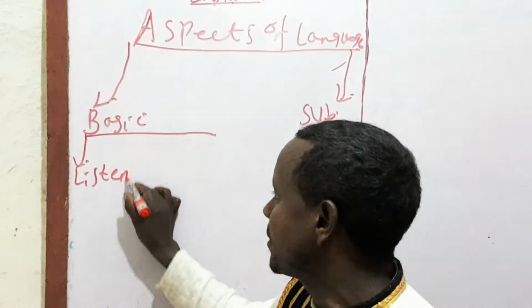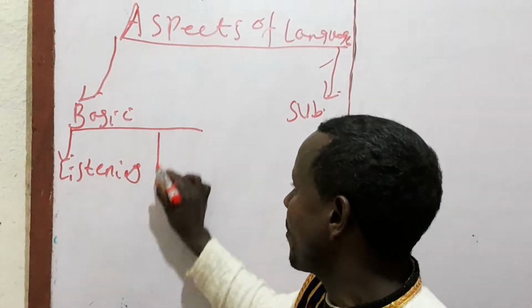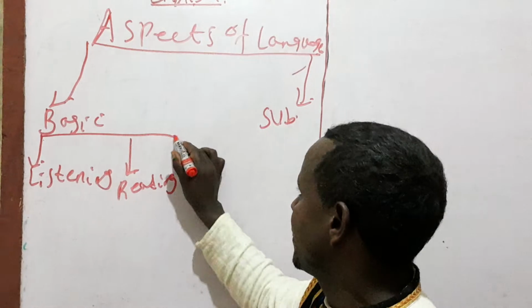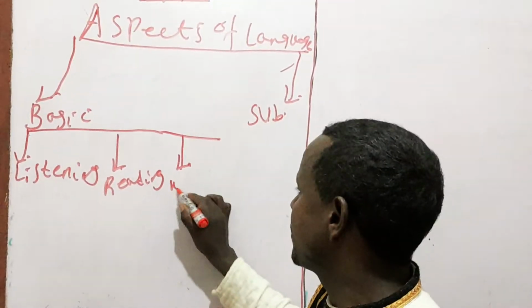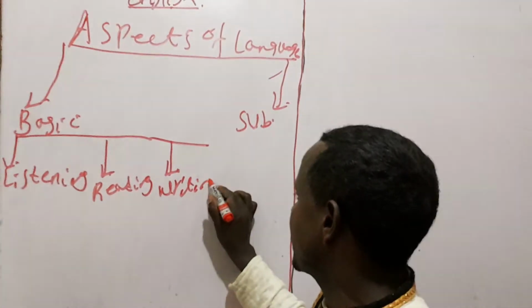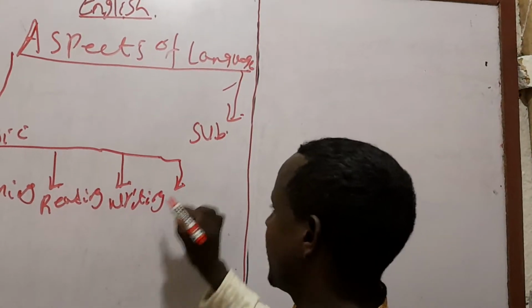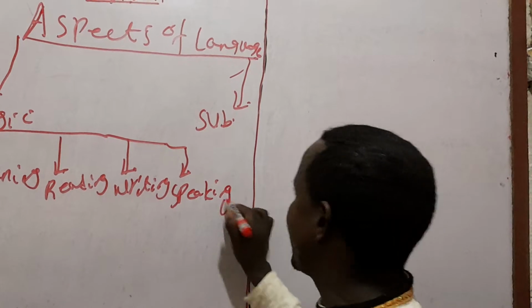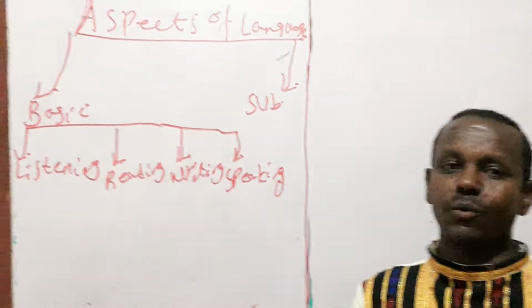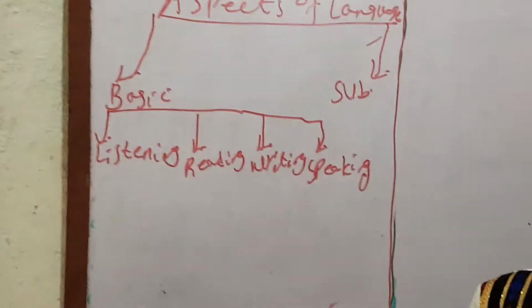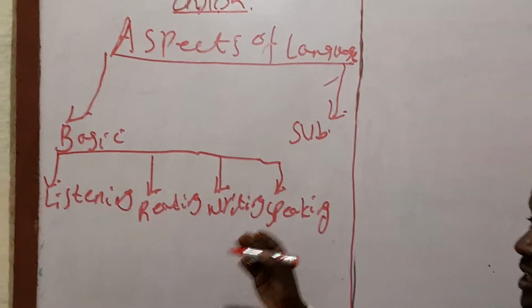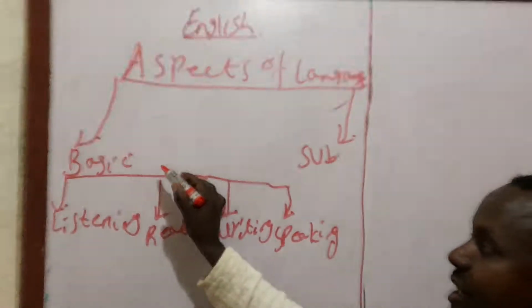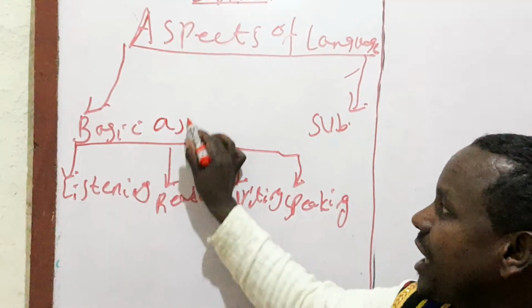Listening, reading, writing, and speaking. These are the basic aspects of language or the general skills of language. All right. So whenever we deal with the language aspect, we have to know about the basic aspects of language.